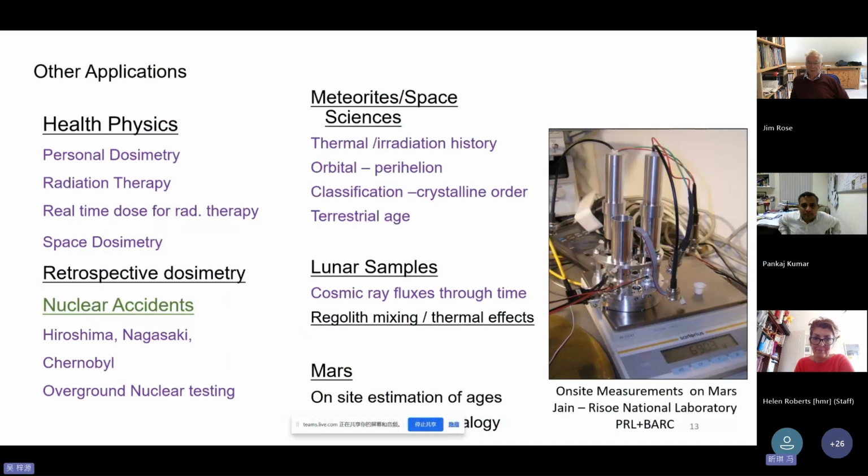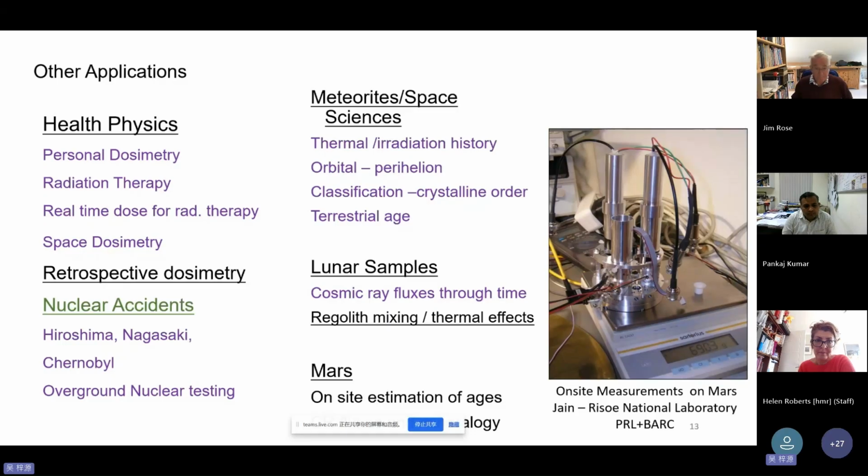Okay. The other applications I mentioned was health physics, where we use OSL for dosimetry of the radiation workers on a routine basis. Radiation therapy I've talked about. Space dosimetry, when the astronauts go into space, the kind of radiation exposure they receive is measured by luminescence. Nuclear accident dosimetry I mentioned.